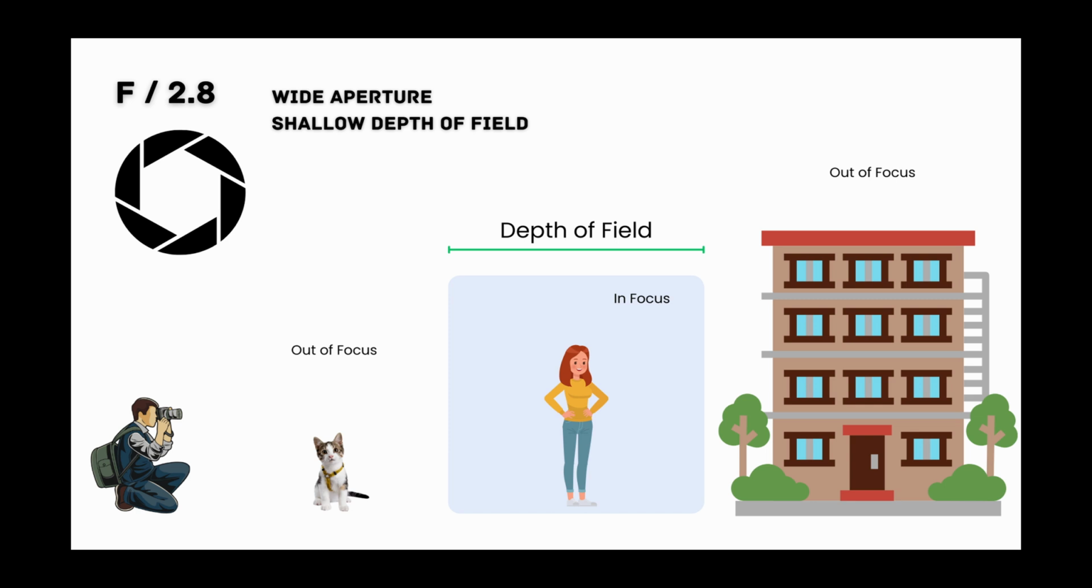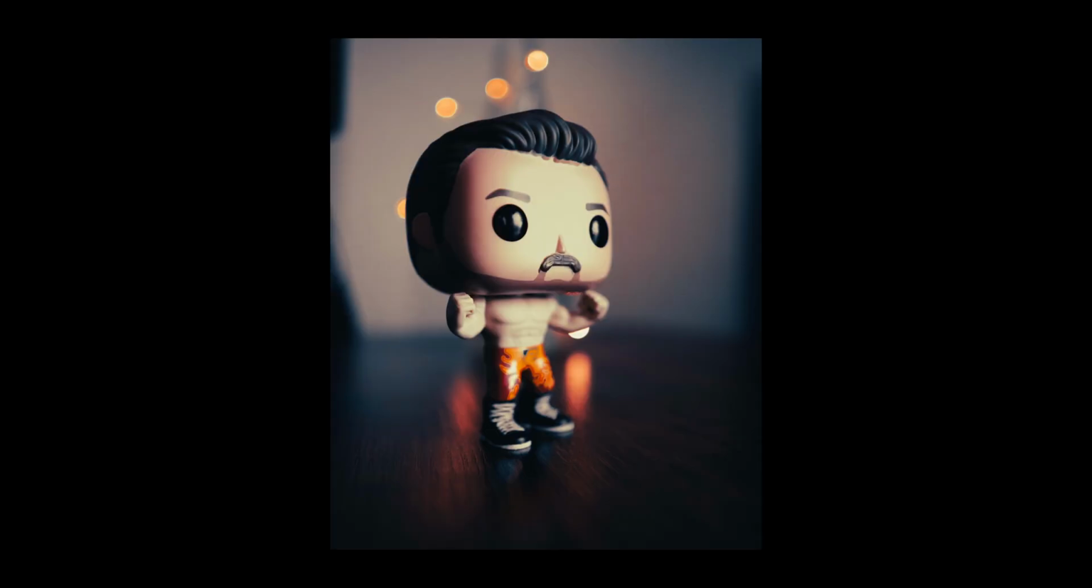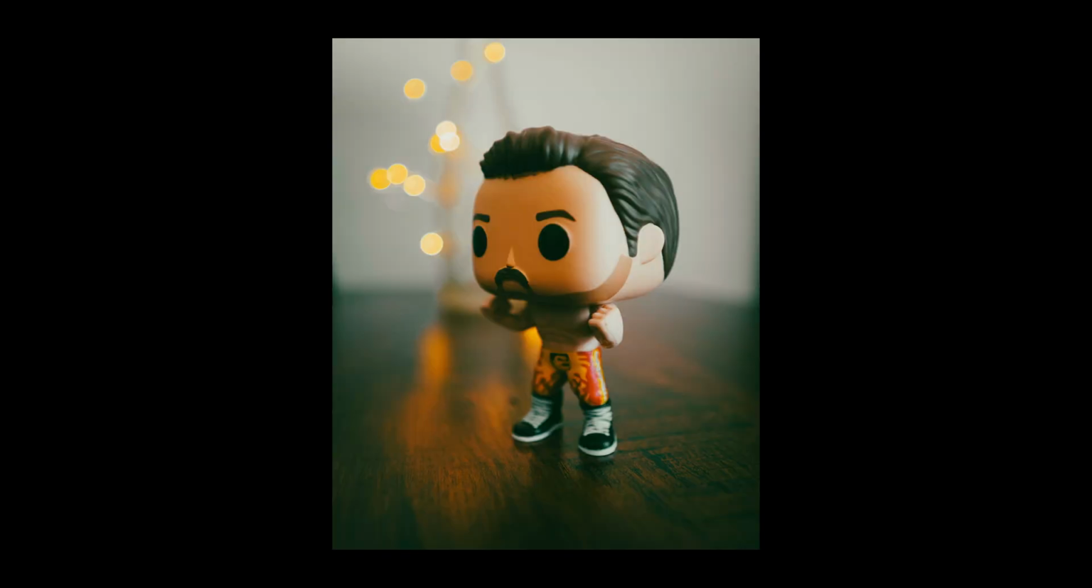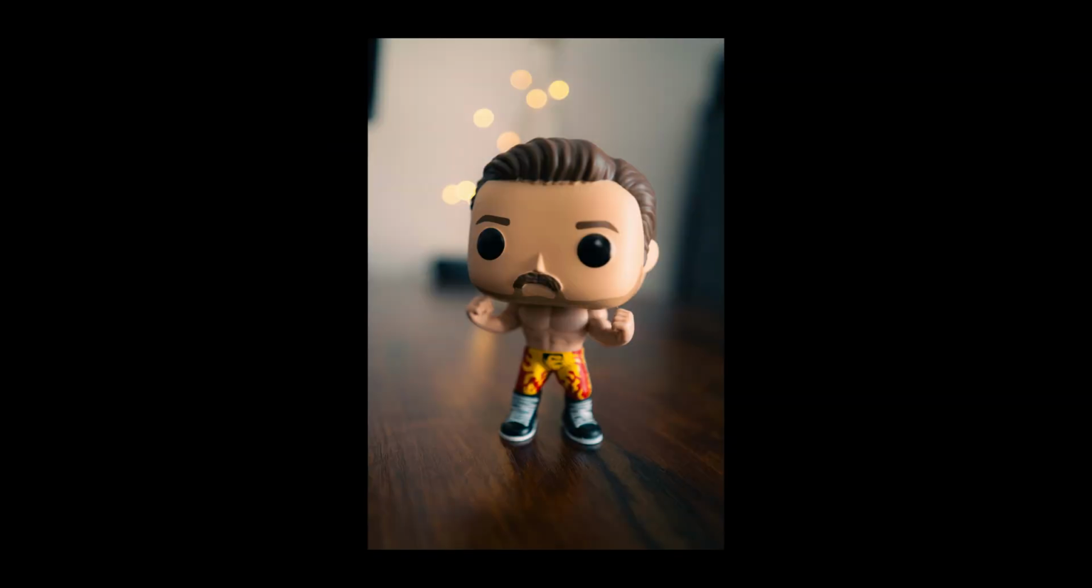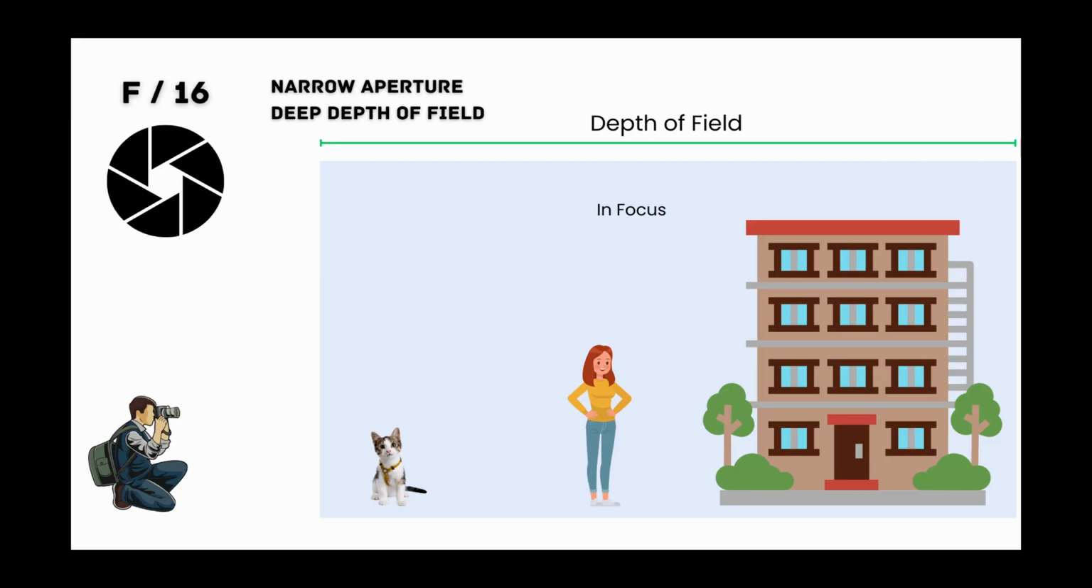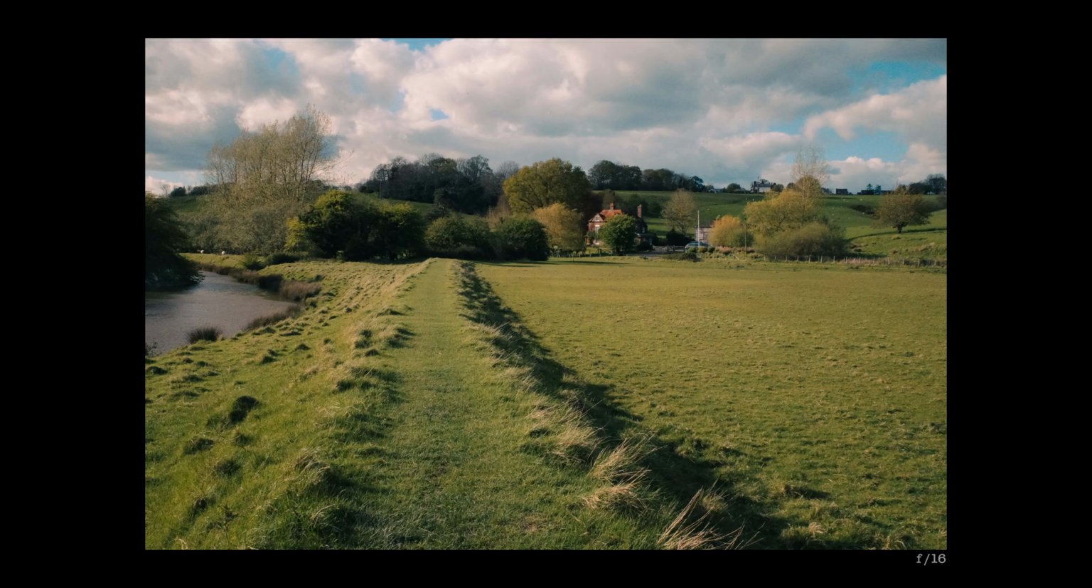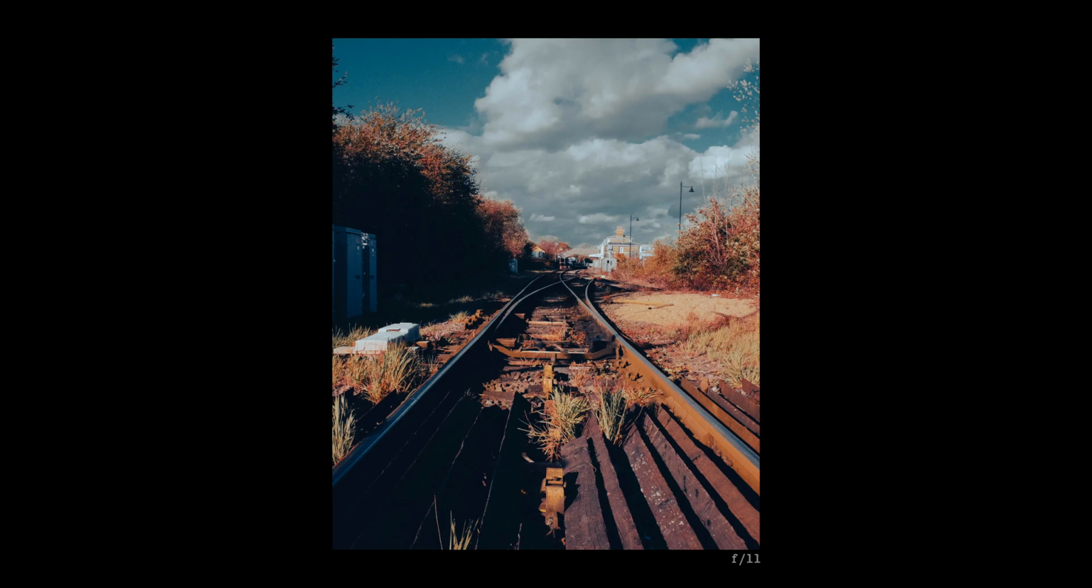A wide aperture such as f2.8 creates a shallow depth of field, isolating your subject against a beautifully blurred background, and that's perfect for directing the viewer's attention onto the subject. On the flip side, a narrow aperture such as f11 or f16 extends that plane of focus, rendering more of your scene sharp from foreground to background. And that's ideal for landscape photography where you want to capture every single detail.